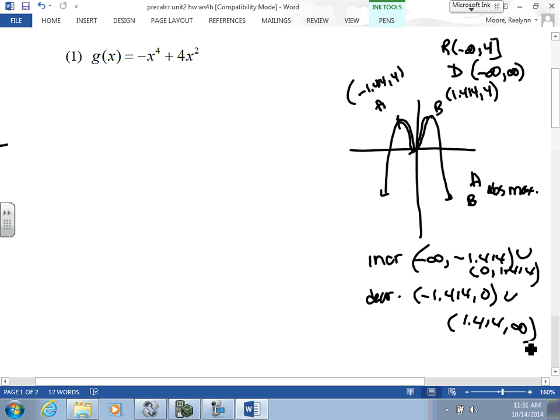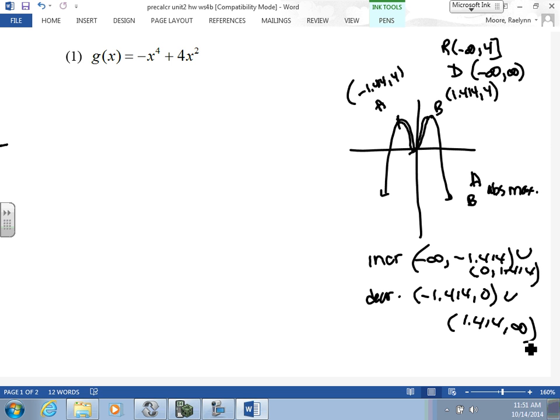Now, you told me the domain was all real numbers. I should see all my segments here. Negative infinity to negative 1.414, negative 1.414 to 0, 0 to 1.414, and then 1.414 to infinity. I should see all of them accounted for. Okay?